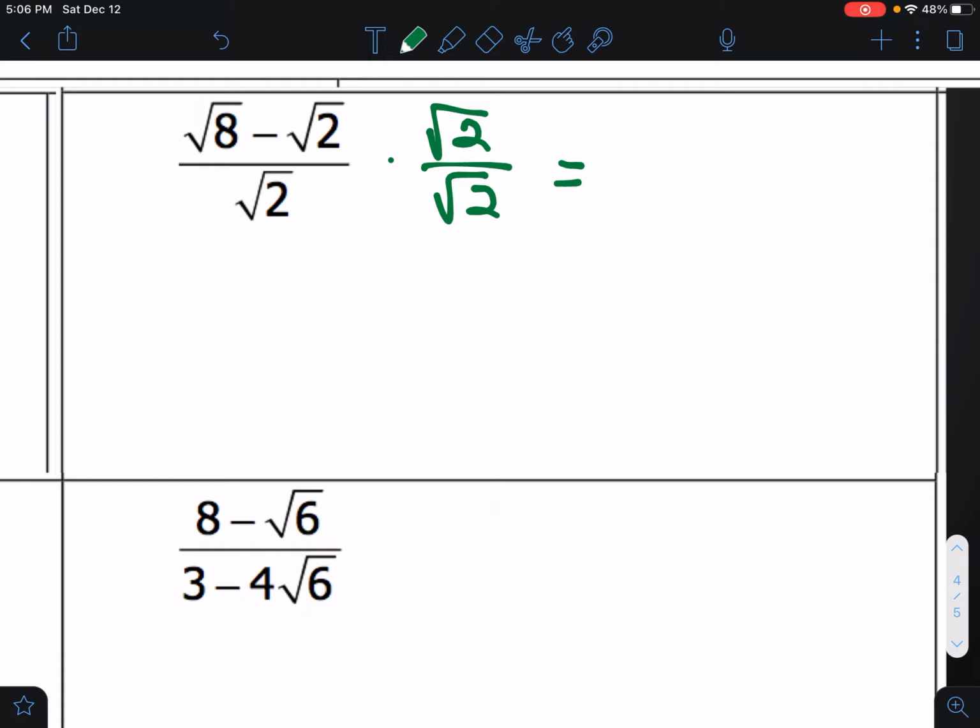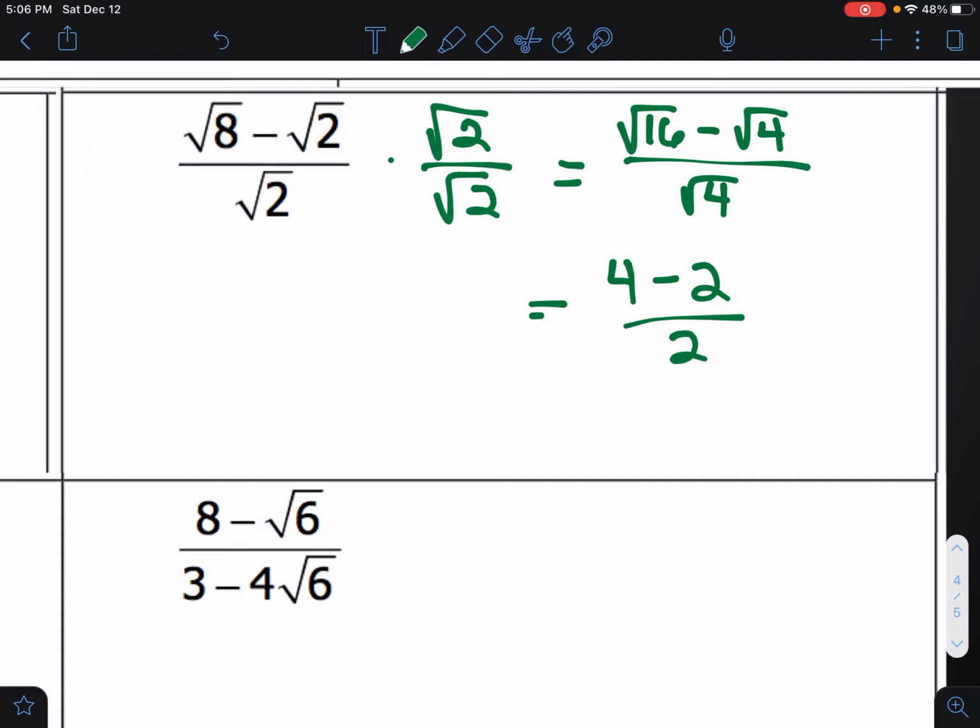Okay. Now it's a binomial, so I'm distributing. So I'm really going to go square root of 8 times square root of 2, and then negative square root of 2 times 2. So really kind of like this, right? All right. So that would give me square root of 16 minus the square root of 4 over square root of 4. And sometimes this works out kind of nice. So here we end up with 4 minus 2 over 2, which is 2 over 2, or just 1. And that's my answer.